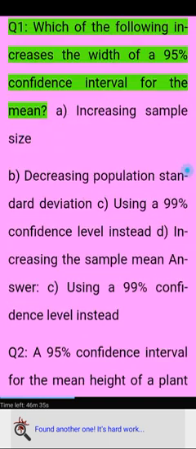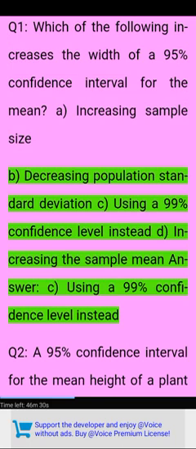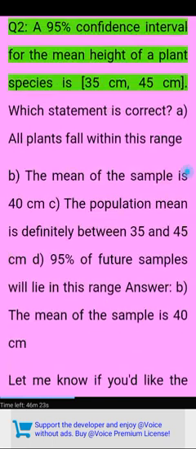Practice MCQs. Q1. Which of the following increases the width of a 95% confidence interval for the mean? A. Increasing sample size. B. Decreasing population standard deviation. C. Using a 99% confidence level instead. D. Increasing the sample mean. Answer. C. Using a 99% confidence level instead.